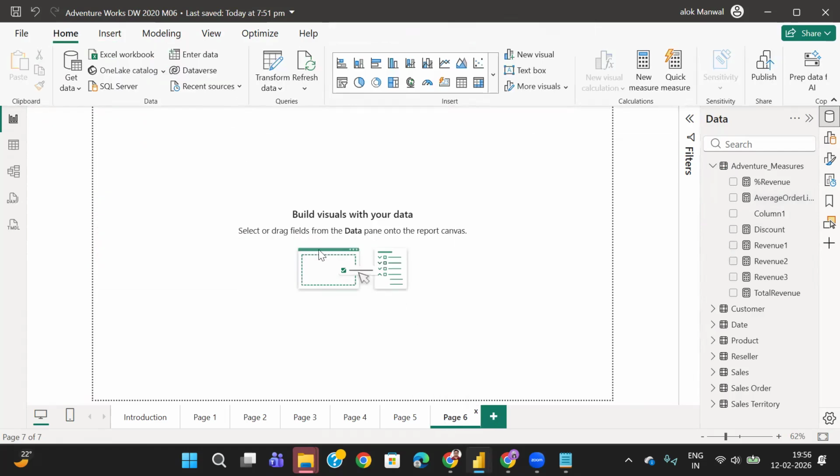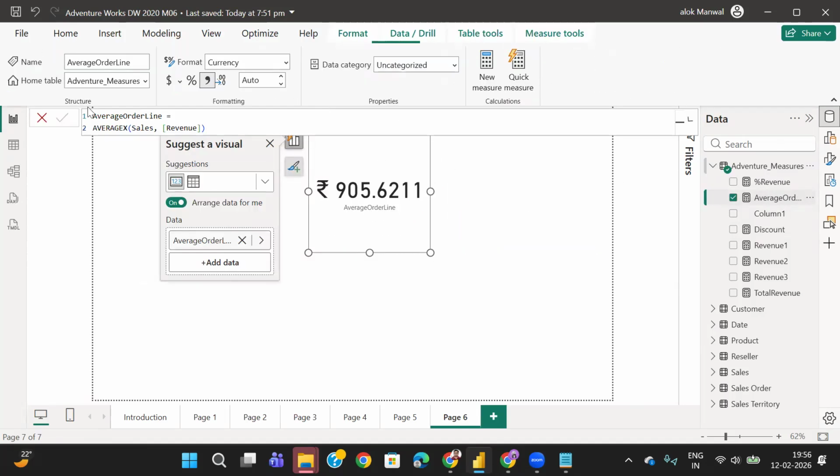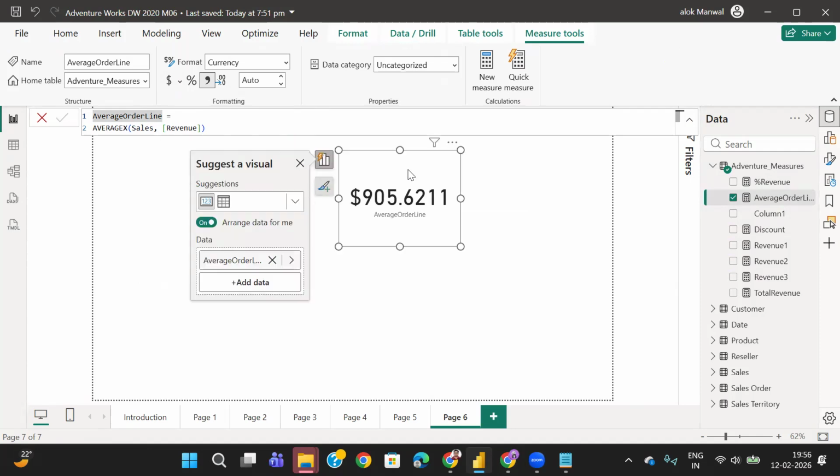I'm just making another one. This is my order line. I'm making it dollar. This is my order line. Order line is basically where I have taken all the sum, and I have done just averages of it.